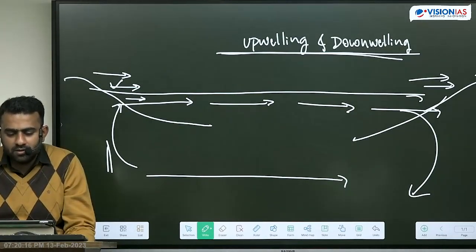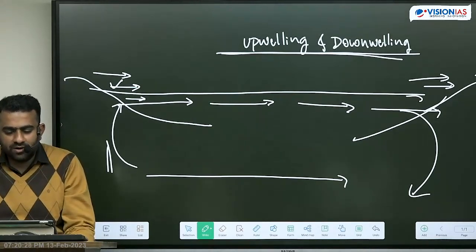Next point. Upwelling is more active in the regions of cold ocean currents. Next point. Downwelling is more active where warm and cold ocean currents meet.